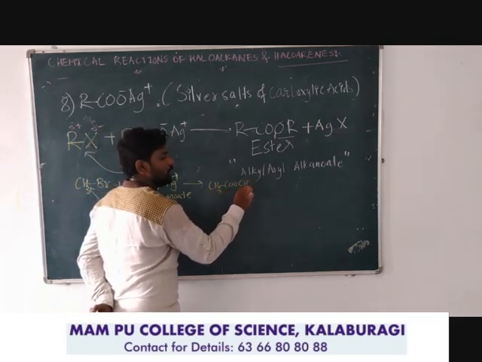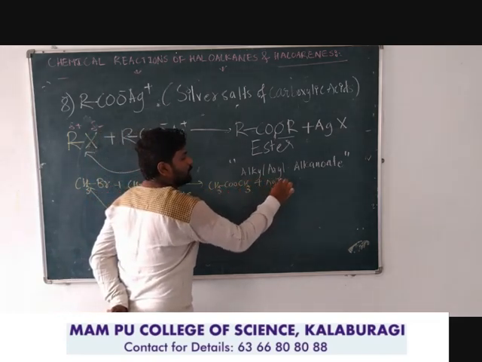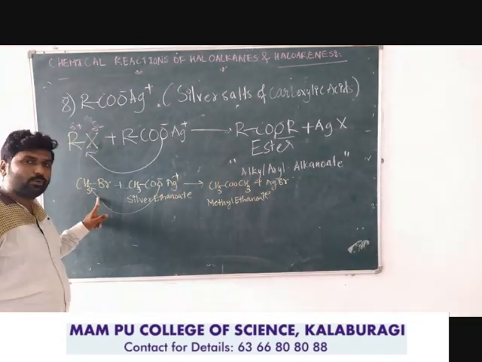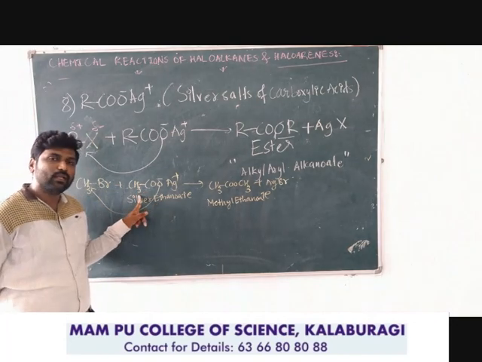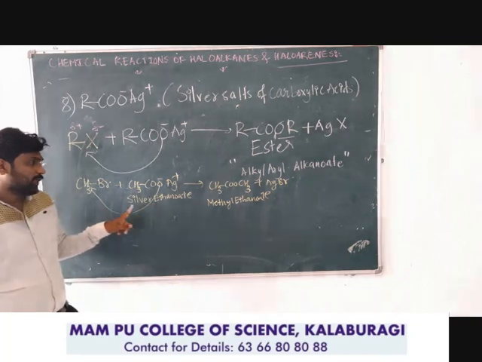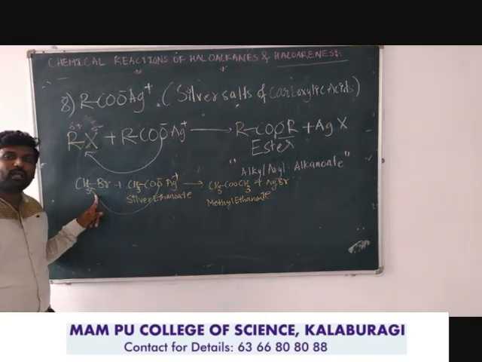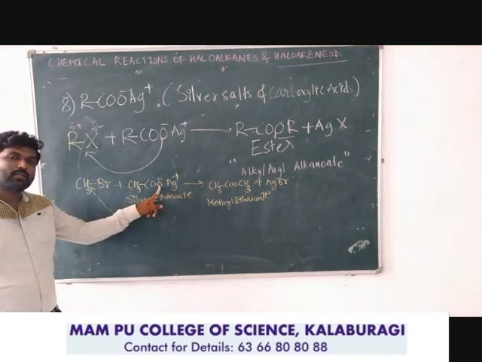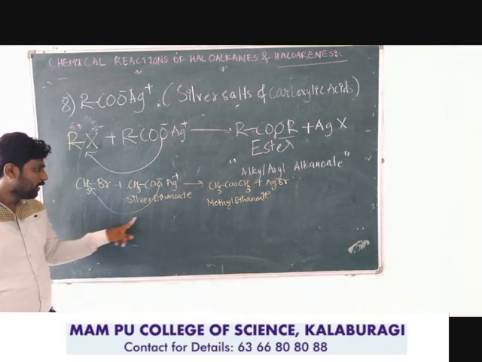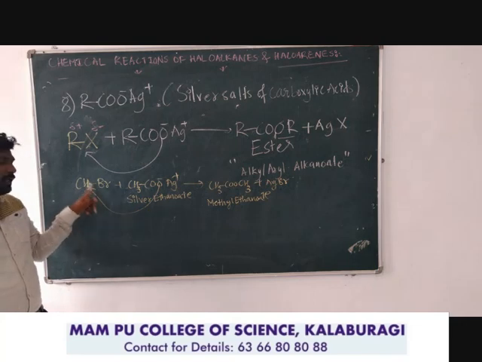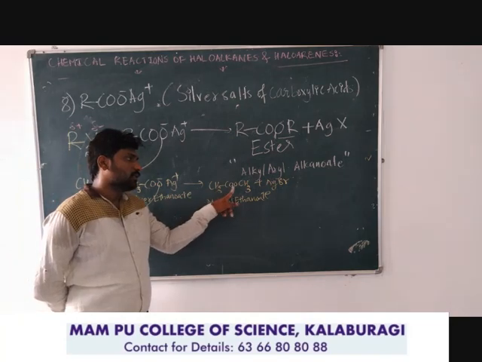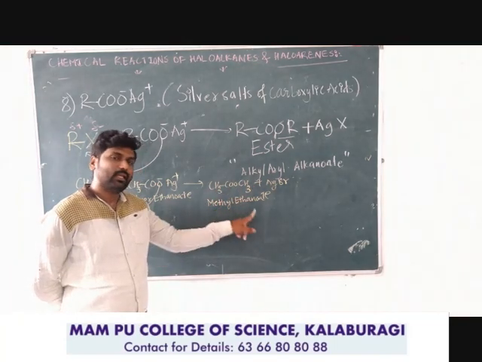CH3COOCH3 plus AgBr. So I have taken the example of bromomethane with the silver salt of ethanoic acid, which is also known as silver ethanoate. When it is reacted with methyl bromide, the attack is taking place through the oxygen atom of the ethanoate anion, and it replaces the bromide anion, and we are getting CH3COOCH3, that is methyl ethanoate.